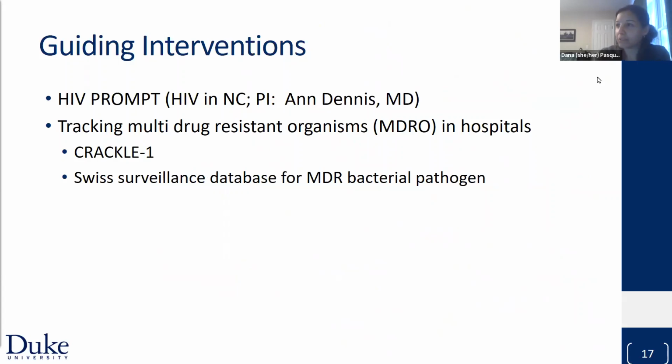So molecular epidemiology is a promising area for guiding interventions. Anne, the physician at UNC, is using near real-time analysis of phylogenetic clusters in North Carolina to determine where contact tracing, which is a containment strategy, should be focused, and that's the HIV PROMPT study. And then there are a few hospital consortiums which are tracking multi-drug resistant organisms among inpatients so that control measures can be implemented when necessary. And the first one listed there, CRACKLE-1, I'll talk about at the end of this presentation.